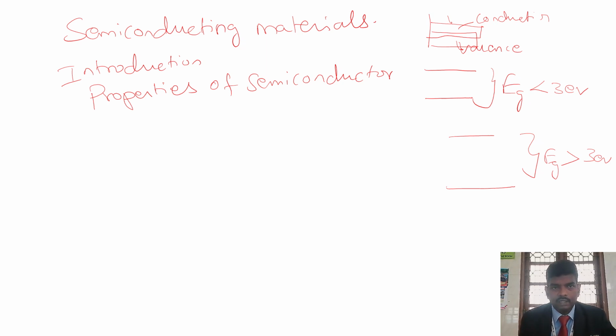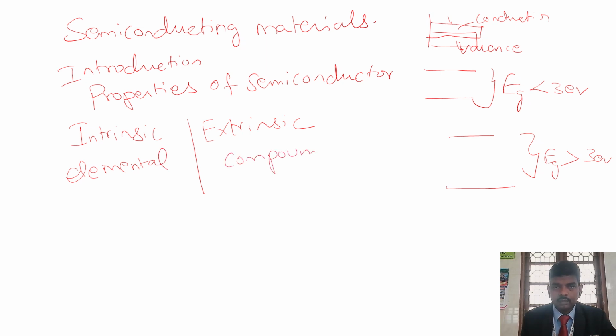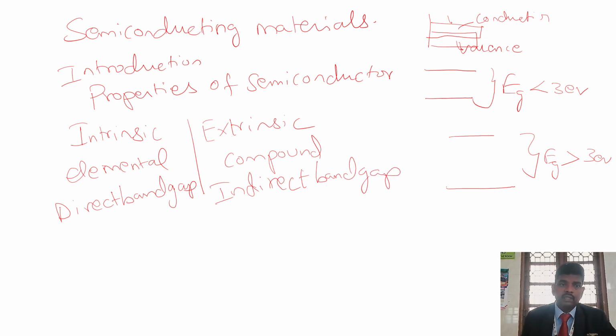That is one thing. And apart from that, we can talk about what is an intrinsic semiconductor, right? And we can compare that with an extrinsic semiconductor, elemental semiconductor, compound semiconductor, direct bandgap semiconductor, indirect bandgap semiconductor. So mainly we discuss this, right?